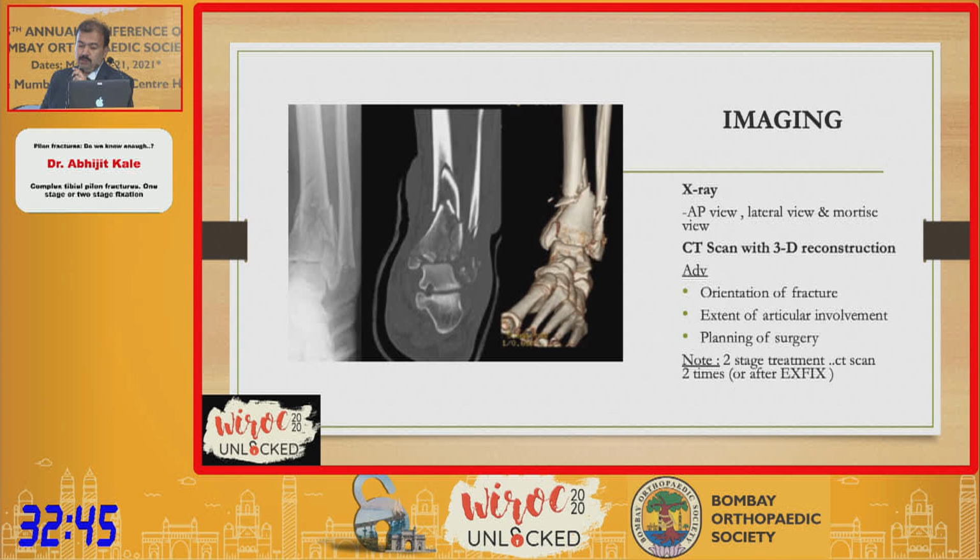Whenever we see these injuries, the standard imaging protocol is X-rays and a CT scan. The advantages of getting a CT scan are better orientation of the fracture, better understanding of the articular involvement, and one can plan the surgery better. If one is planning for a two-stage fixation, probably one can do a CT scan twice. However, if one wants to do a CT scan just once, then it's better to do it before the final stage.